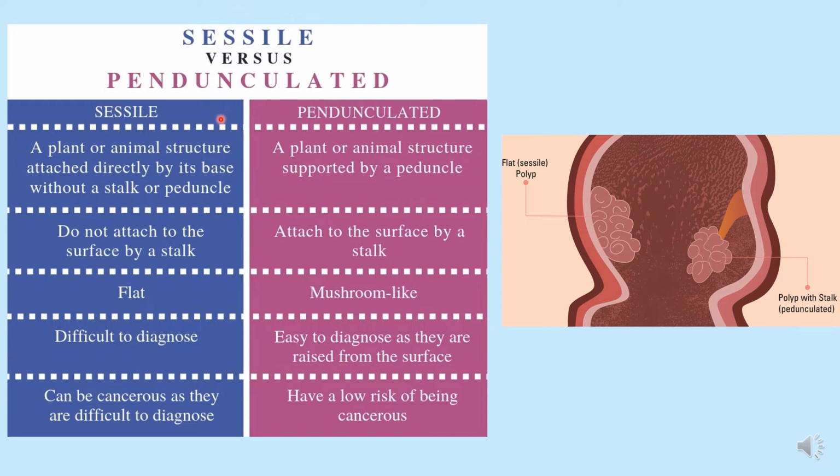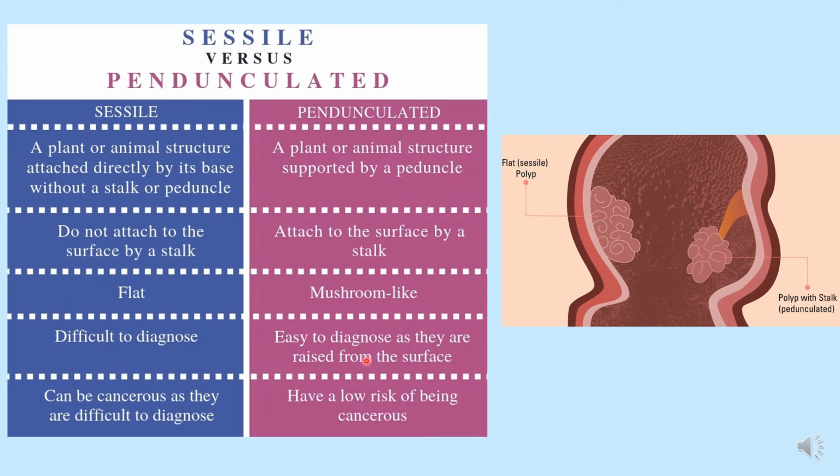All right, so when you compare pedunculated versus sessile, what do they mean? Sessile is when a plant or animal structure is attached directly by its base without a stalk, or a peduncle. But pedunculated is when there is a peduncle. Most of these sessile lesions are flat, whereas pedunculated lesions are mushroom-like.